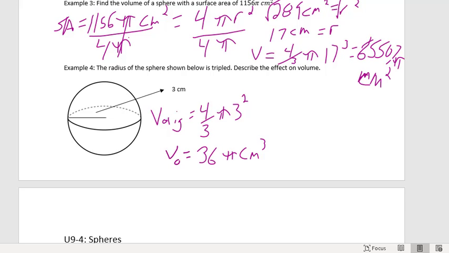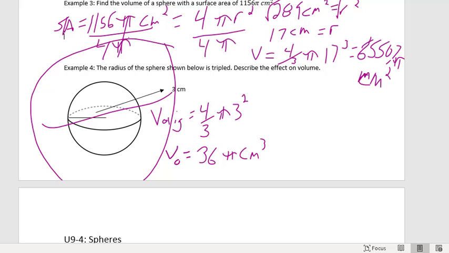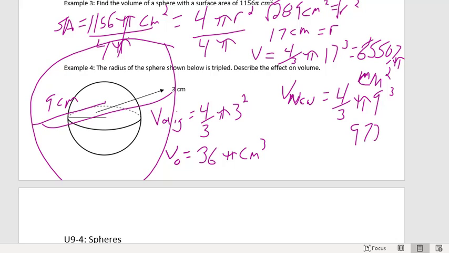My new one, when I triple it, I'm going to have a much bigger one. My radius now is going to be 9 centimeters. So a much larger sphere. 9 centimeters is my new radius. Find the new volume. 4/3 pi times 9 cubed. 9 cubed is 729 times 4 divided by 3 gives me 972 pi centimeters cubed.